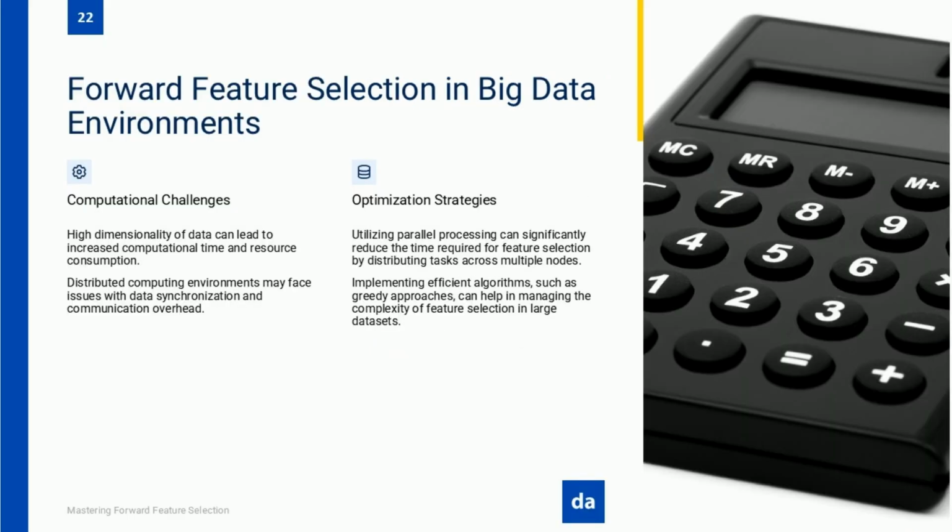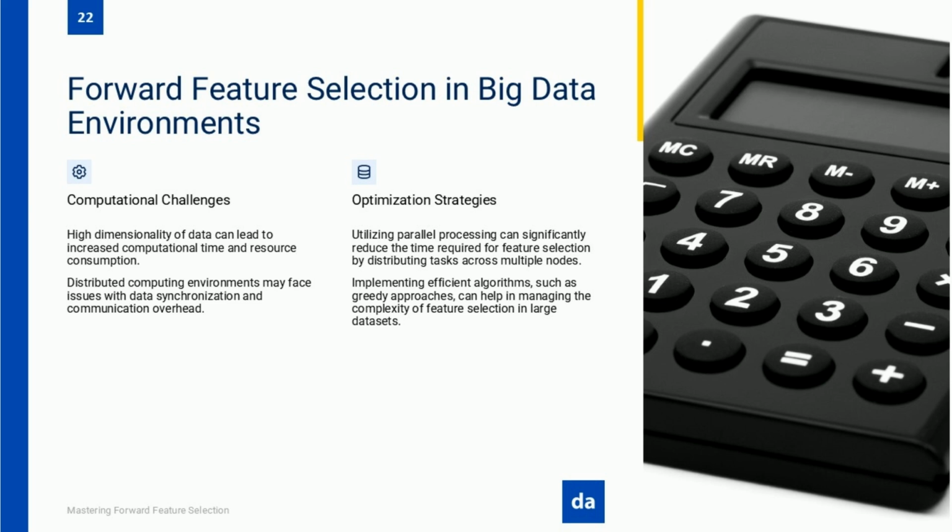When your dataset is massive, standard feature selection methods can start to buckle under the pressure. Forward feature selection is great for picking the best features, but when you're dealing with millions or even billions of rows, testing features one by one can turn into a never-ending process. That's why in big data environments, we need smarter ways to make it work without sacrificing efficiency. The first big issue?